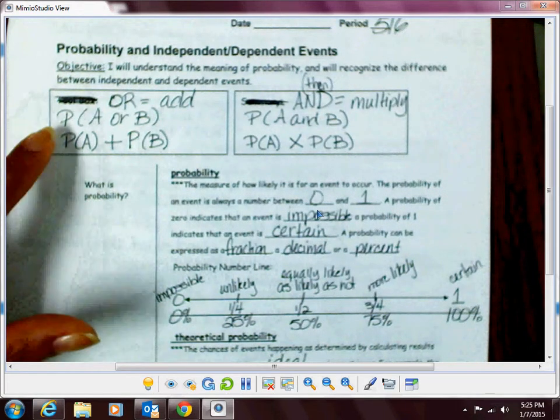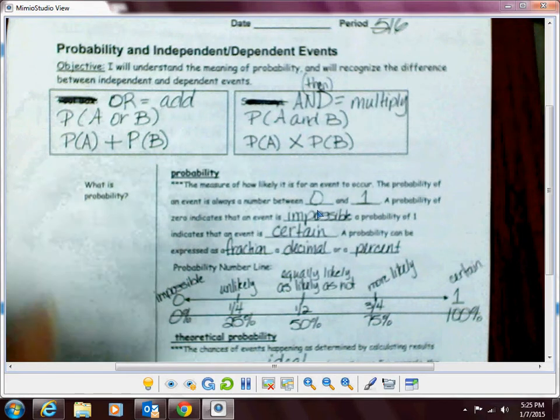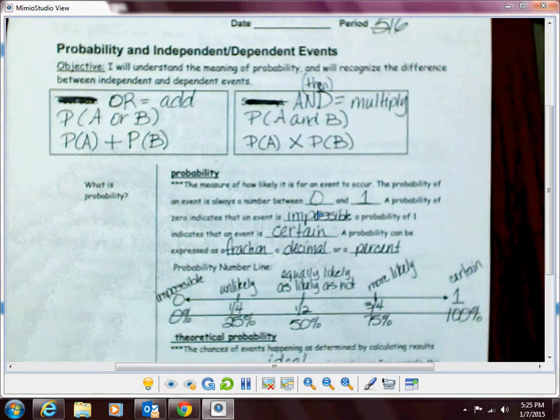So we talked about how the probability of A or B means the probability of A plus the probability of B. And if it's the probability of A and B, then you do the probability of A and then multiply it by the probability of B.